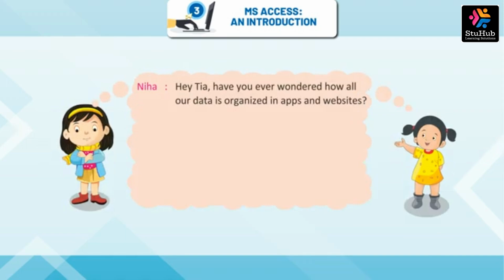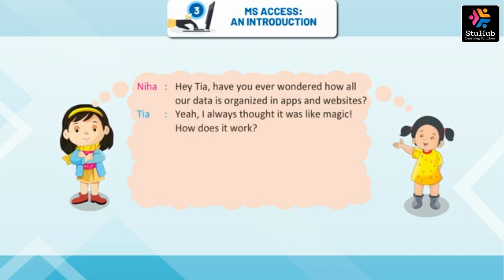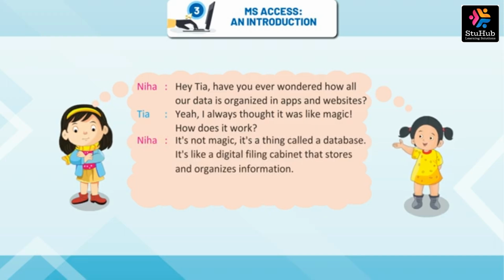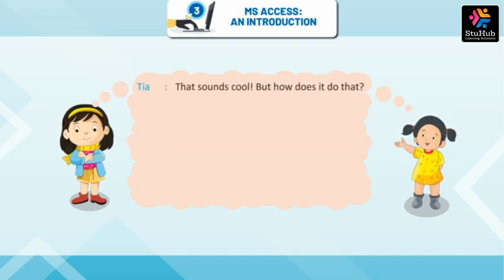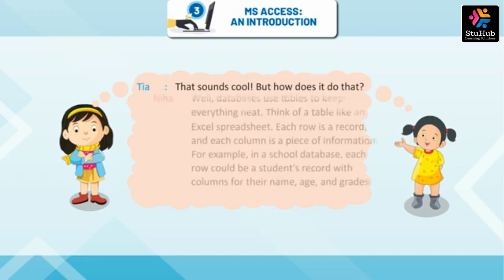Neha: Hey Tia, have you ever wondered how all our data is organized in apps and websites? Tia: Yeah, I always thought it was like magic. How does it work? Neha: It's not magic. It's a thing called a database. It's like a digital filing cabinet that stores and organizes information. Tia: That sounds cool, but how does it do that?